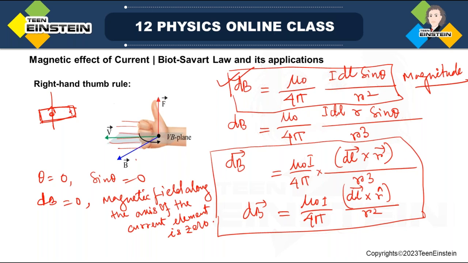So at any point in the plane perpendicular to the element, the magnetic field will be maximum due to a current element. In any plane passing through the current element and perpendicular to its axis, the magnetic field will be maximum, other than the point on the axis. So when theta is 90 degrees, dB is maximum. So these are a few points.